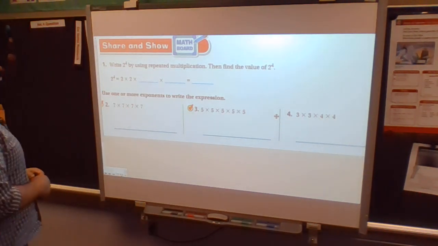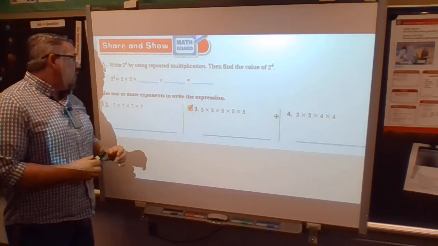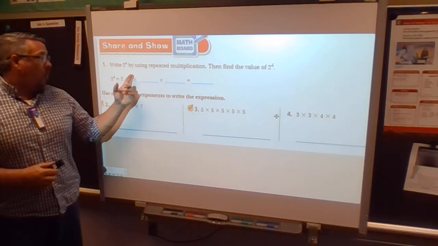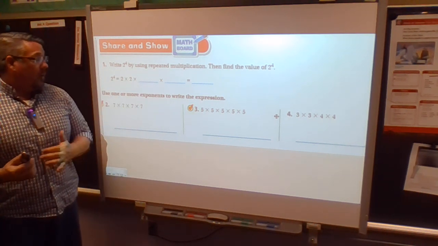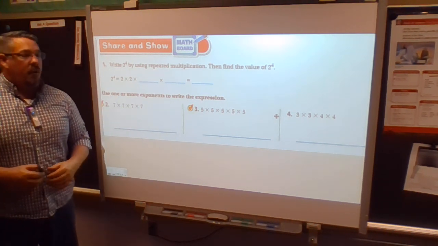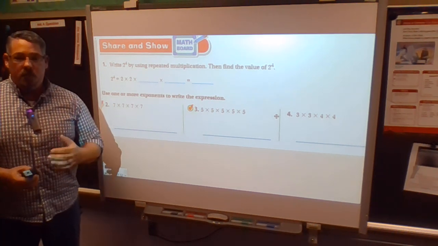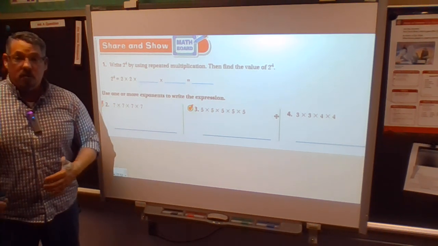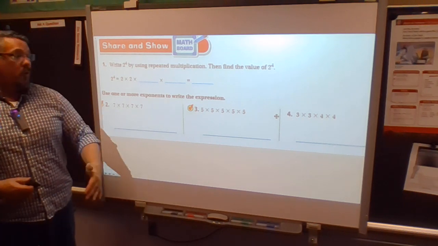All right, so now let's look at these practice problems. The first one says, write 2 to the 4th power by using repeated multiplication. Then find the value of 2 to the 4th power. So it means basically first write out what the math problem would look like.